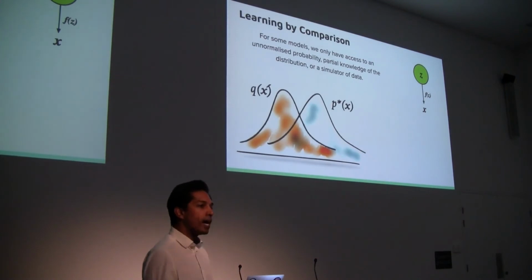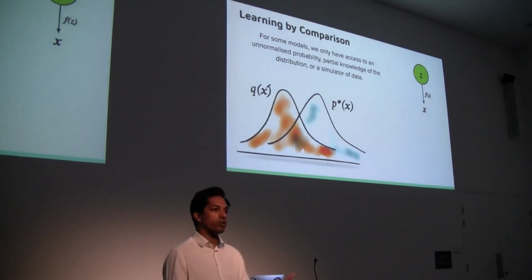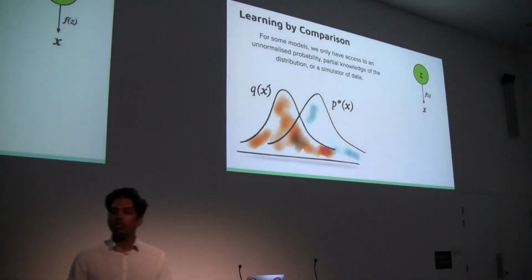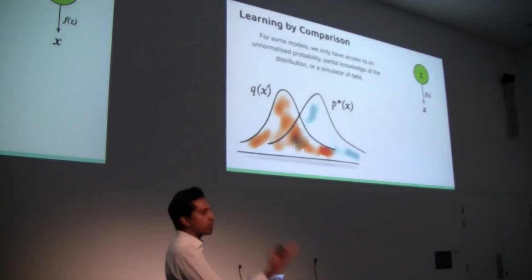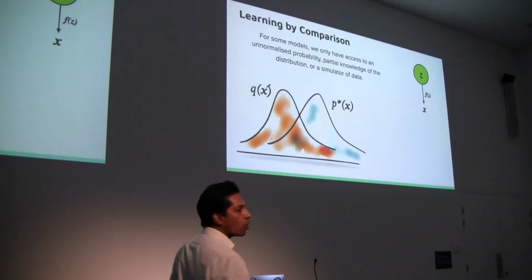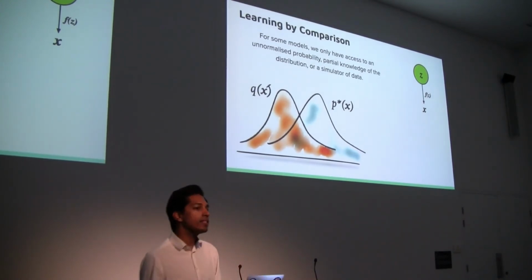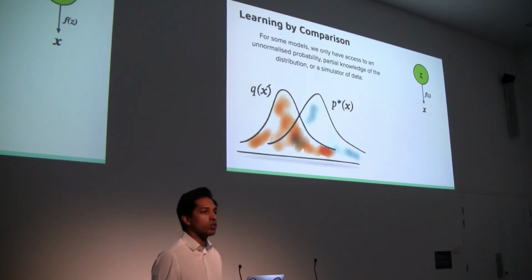For many kinds of models, we will have only partial knowledge. We'll know the unnormalized probability, or as Danilo said, you just have a simulator of the data because it's a physical system or it's some simulator of economic conditions. And when you are in this kind of system, one of the only things you can do is literally do a comparison of two distributions.